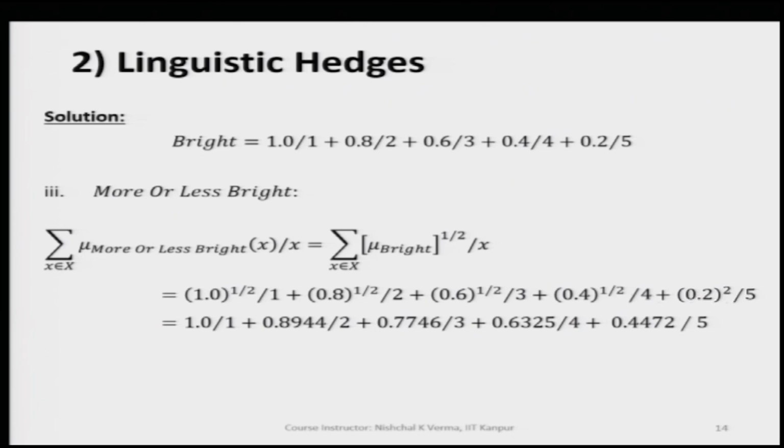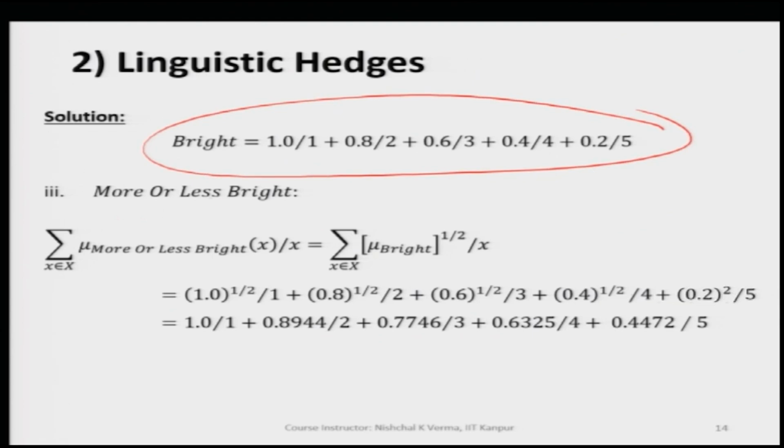Now, let us quickly go to the third part of the example here, and here the bright is given to us and we have to find the more or less bright. So, more or less is a hedge, as I have already mentioned. So, like we had very and then very very and then extremely, like that. Now, let us take more or less as the hedge and let us see what happens with more or less.